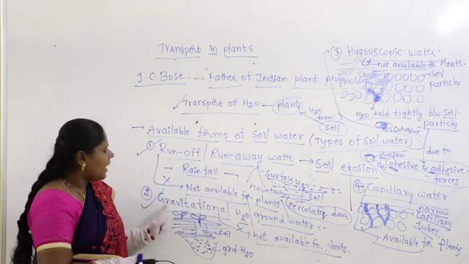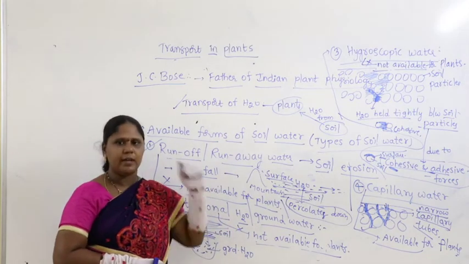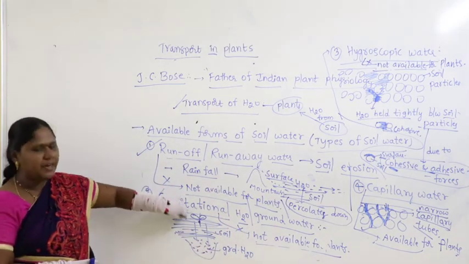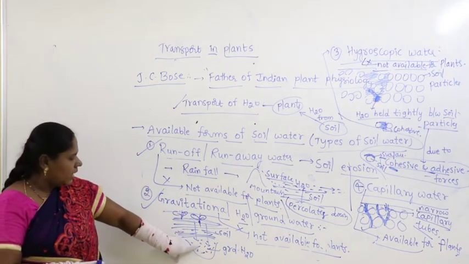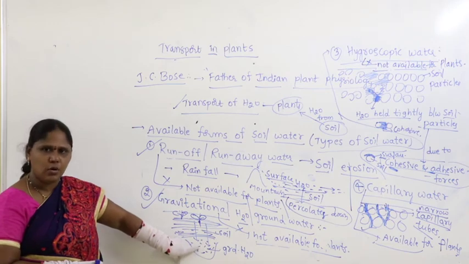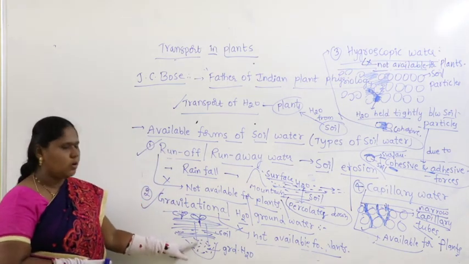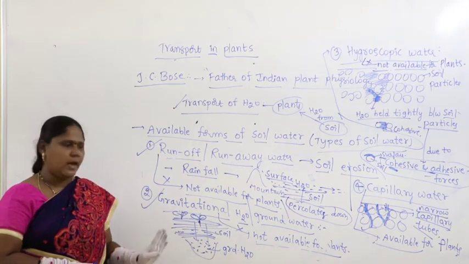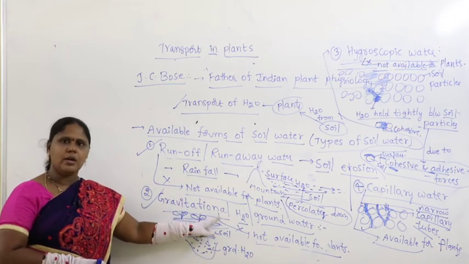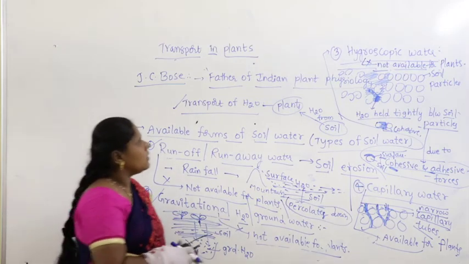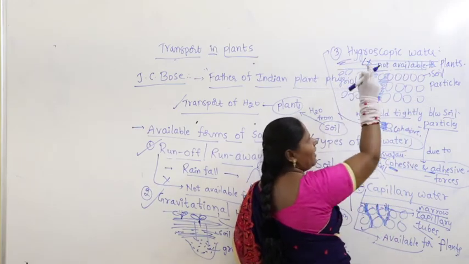Next is gravitational water or groundwater. Runoff goes, and this water penetrates down to the deeper layers of the soil and accumulates there as groundwater. As it goes to very deep layers, this water is not available for plants. Next is hygroscopic water. Even this is not available.